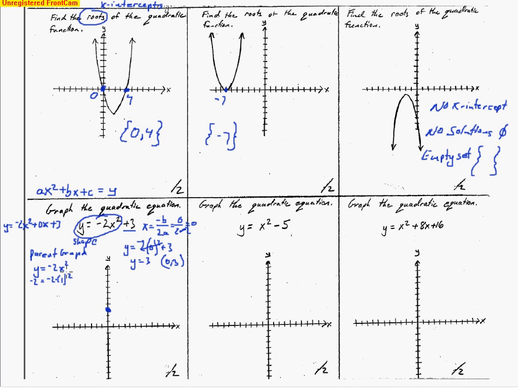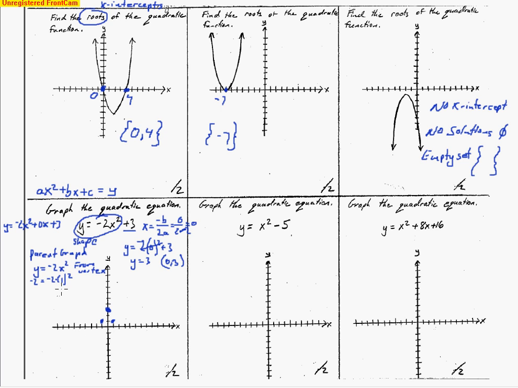So this means from the vertex, and you always go from the vertex when you're using this parent graph, I'm going to go one space in the x direction, and then I'm going down 2. And I can do that on the other side, one space over, down 2. So that gives me 2 points.